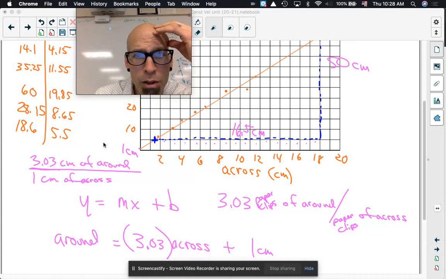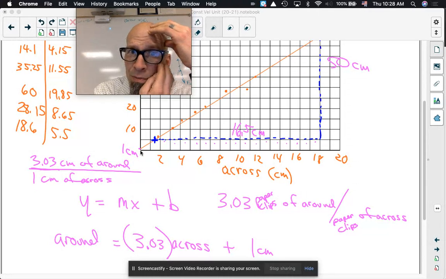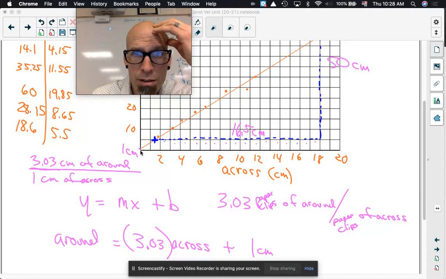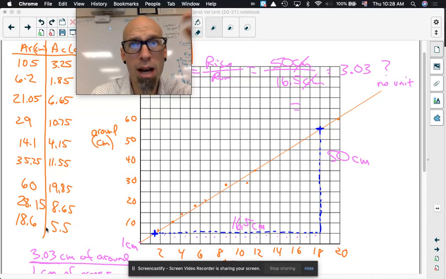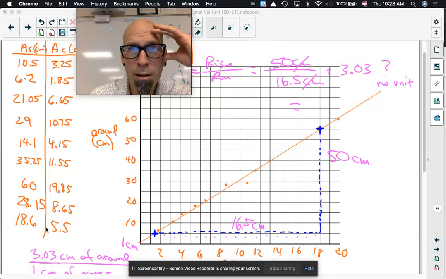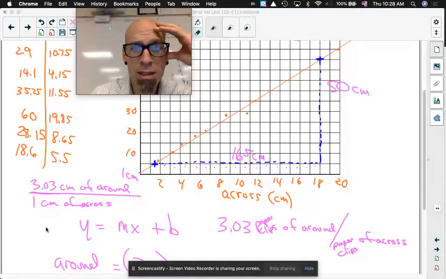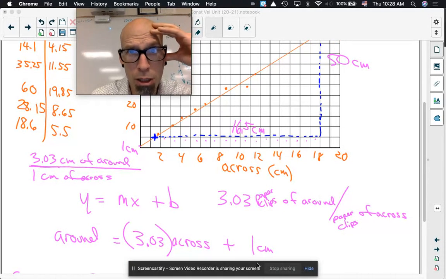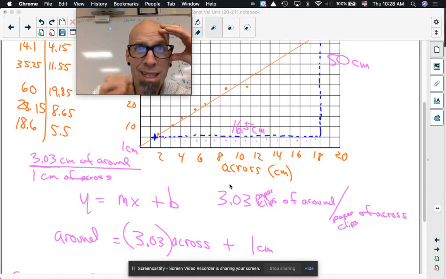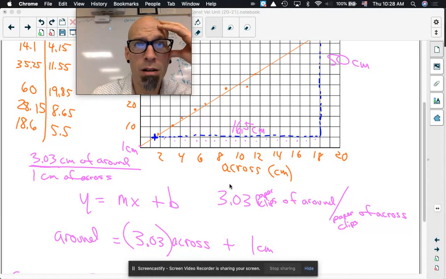Which means this 1 centimeter here, my line, the fact that it doesn't go to the origin, that means that we probably goofed up our measurements. We didn't measure things perfectly. I mean, I don't think that's probably any surprise, right? That we didn't measure perfectly. That's what that's telling us. It's telling us that, hey, you didn't measure perfectly. You shouldn't have a value here for the y-intercept. It should have crossed at the origin, because you can't have an around if you don't have an across. That's just the way circles are. So this is an indication that we probably messed up our measurements.